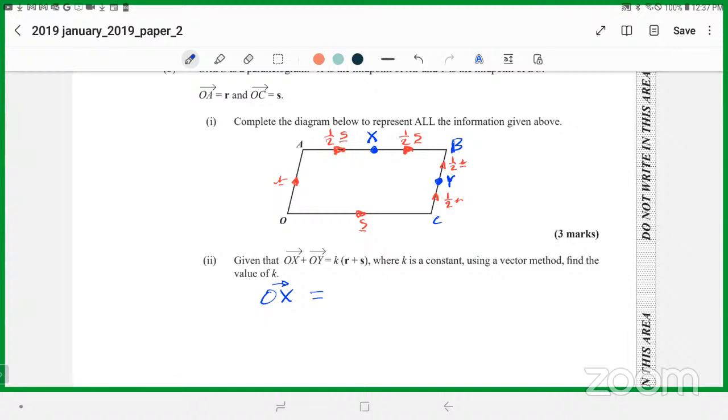OA, that's R plus half S. R, mute the mic, please. Mute the mic. R plus half S.